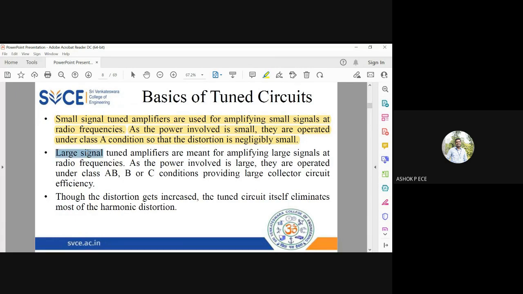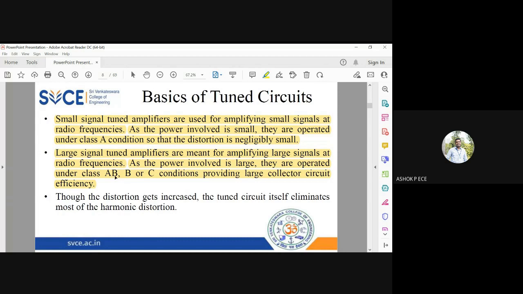So when you say large signal tuned amplifiers, I am going to give a signal in the range of volt to my transistor. So the amplitude is very high, the power involvement is very high. So I'm going to operate them under either, I accept class A, you have so many types, class A, B, class B or class C conditions, right? So I'm going to operate the transistor in that operation.